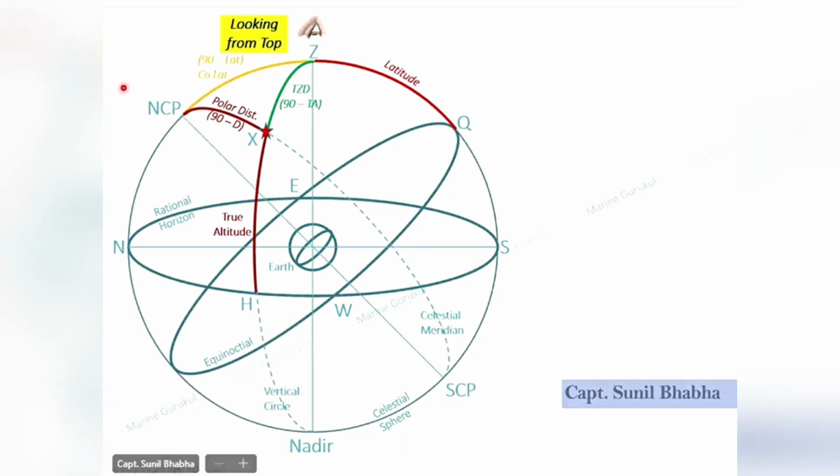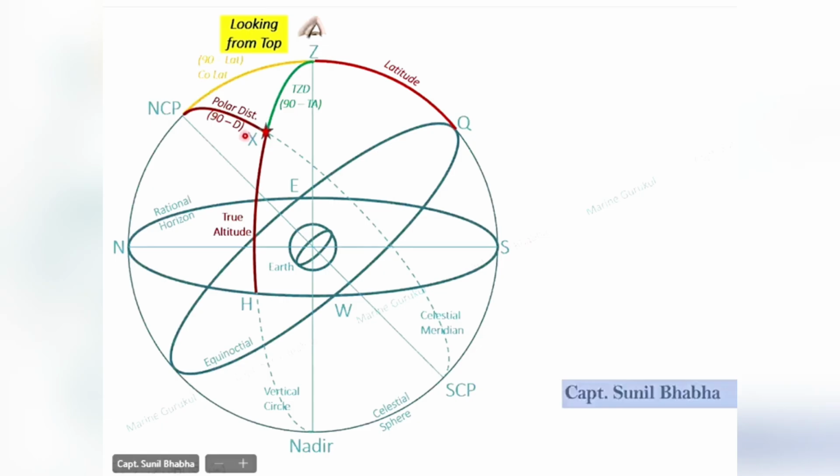ZX side is the true zenith distance, which is 90 minus true altitude. The side HX represents the altitude of the body, and the third side PX is the polar distance, which is equal to 90 minus declination.